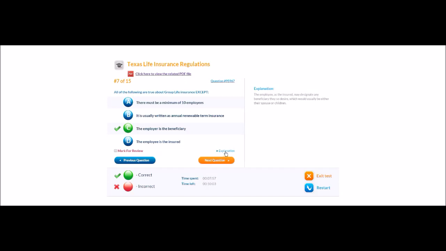Explanation. The employee, as the insured, may designate any beneficiary they so desire, which will usually be either their spouse or children. Okay, the correct answer here is the employer is the beneficiary.